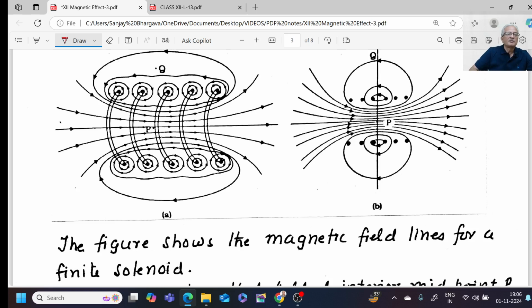So here these are the windings of solenoid. The figure shows the magnetic field lines for a finite solenoid.